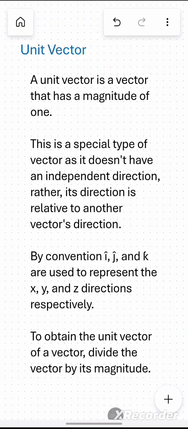Hello everyone, today we will continue our discussion on vector algebra. Today's lesson is unit vector. So what are unit vectors? A unit vector is a vector that has a magnitude of 1.